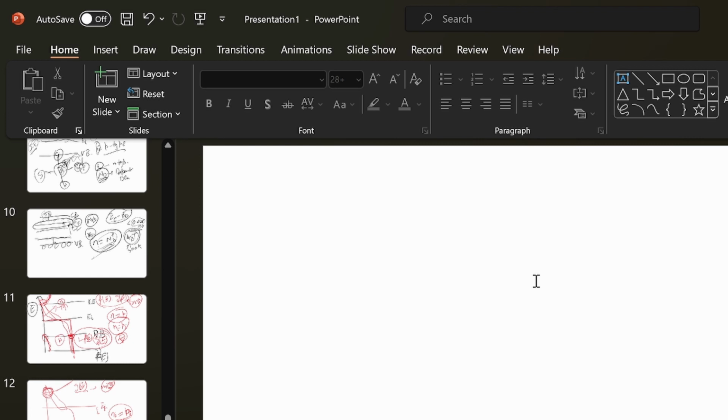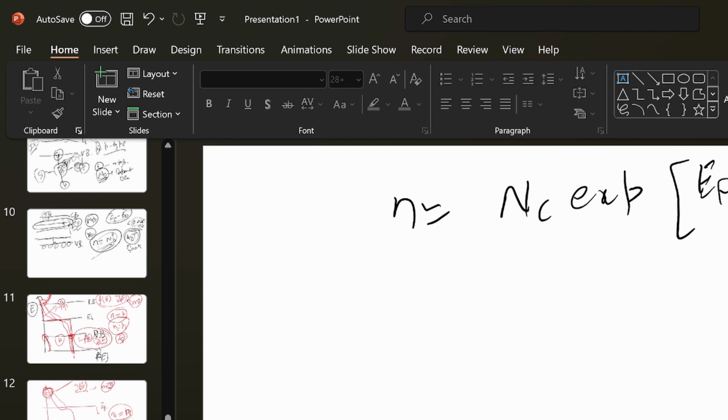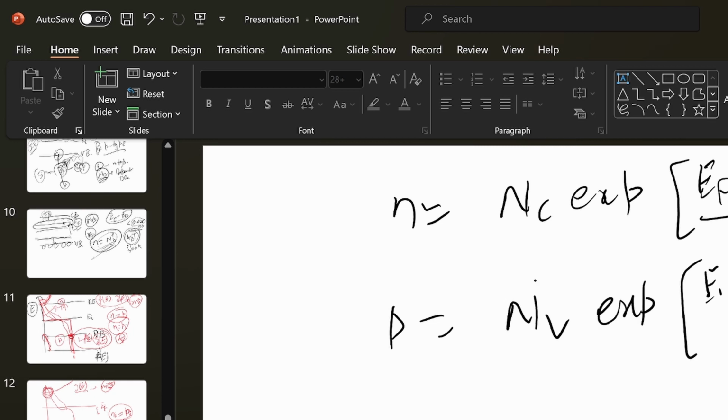So our n, okay, now n is equal to Nc into exponential of Ef minus Ec divided by kBT. Okay, and p is equal to Nv into exponential of Ev minus Ef by kBT. Okay, let me, someone wants to join.